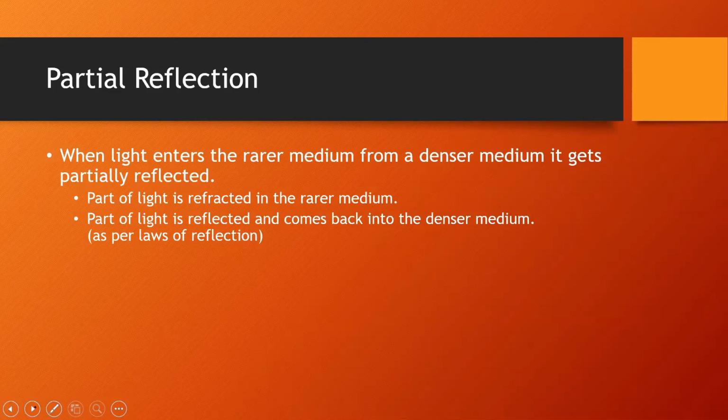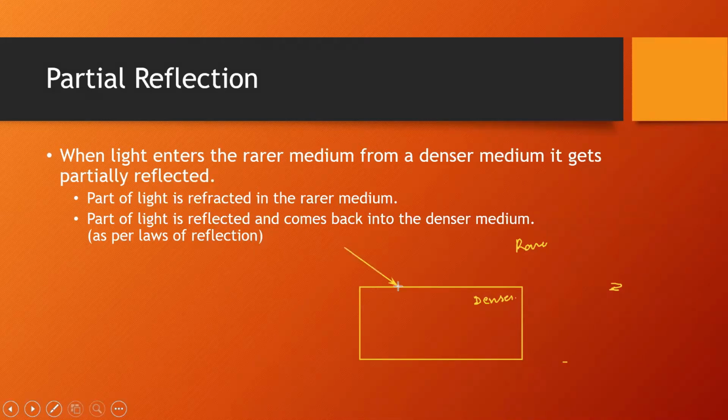Just consider you have this is a denser medium. Let's consider this as glass medium. This is a denser medium, and this is a rarer medium. Now, when a ray of light is passing from a rarer medium to a denser medium, where does it go? This is the ray of light. What do we do at the point of incidence? At the point of incidence, we draw a normal.